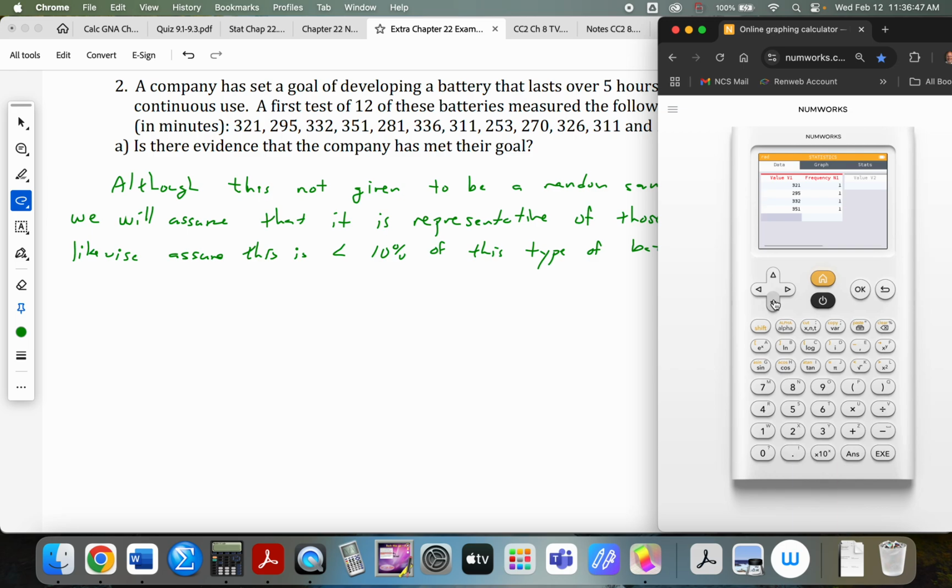It turns out, just so you know, on this one, that the p-value is 0.237. Oh, so that's 23%. So we're going to fail to reject the null. Yeah, so they haven't met their goal. So there's insufficient evidence to conclude that the average lifespan is over 5 hours. That's so sad. Well, it turns out, first of all, it's a pretty small sample. It's only 12. And it turns out that the average in the sample is 306.